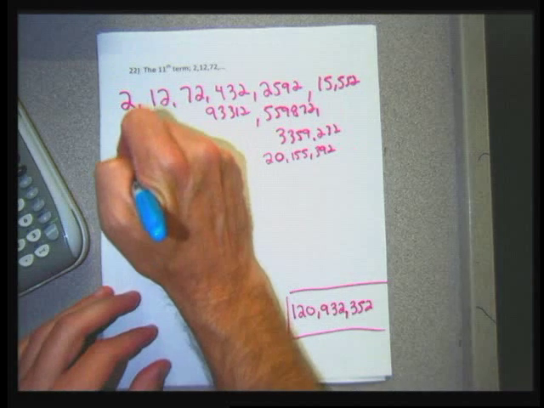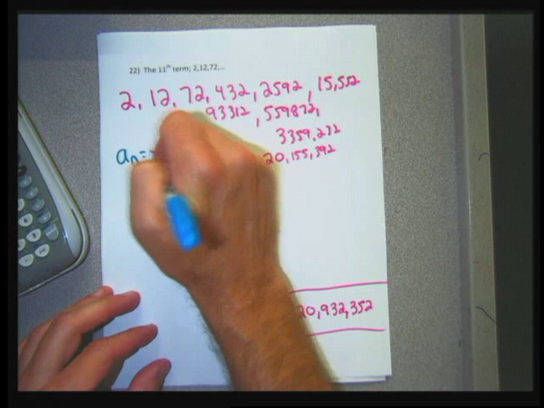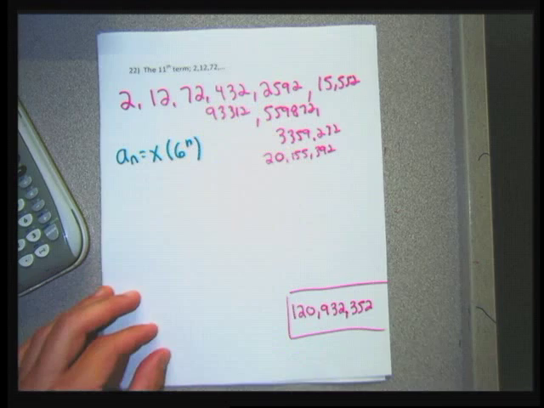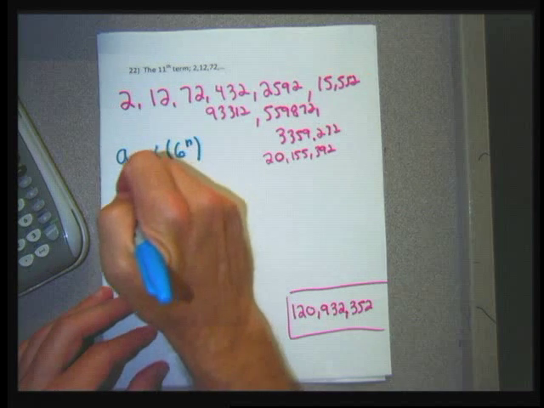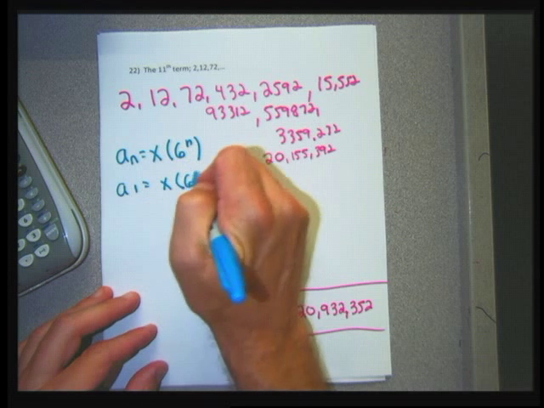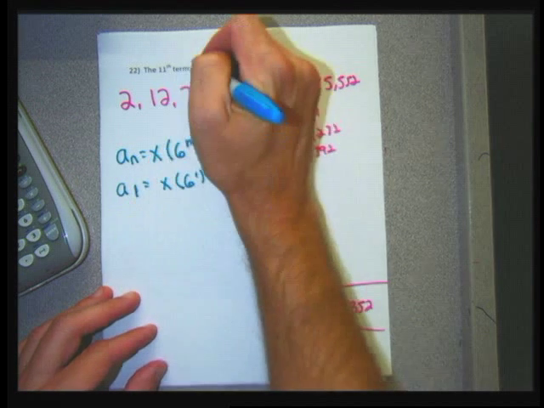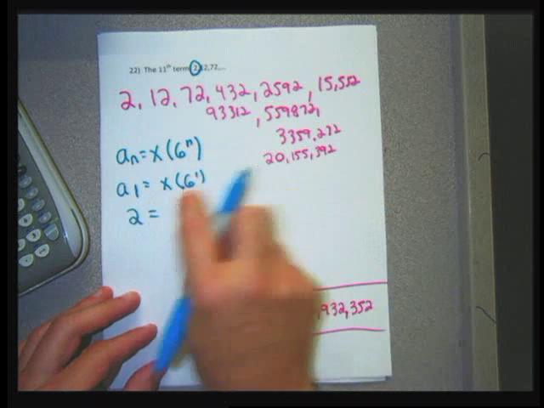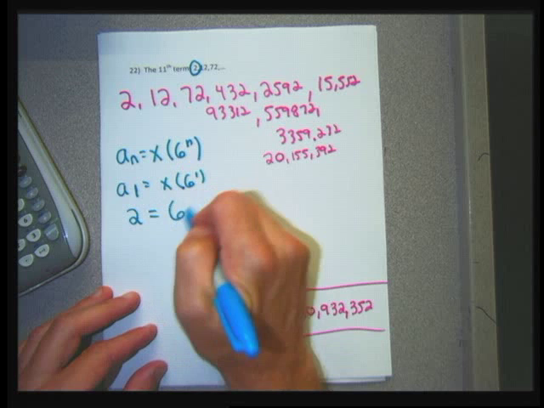Formula. A sub n equals x times 6 to the n power because the common ratio is 6. Plug in 1 for the n. A sub 1 equals x times 6 to the first power. In place of a sub 1, I'm going to plug in 2 because 2 is the first term. The right-hand side I can write as 6x.